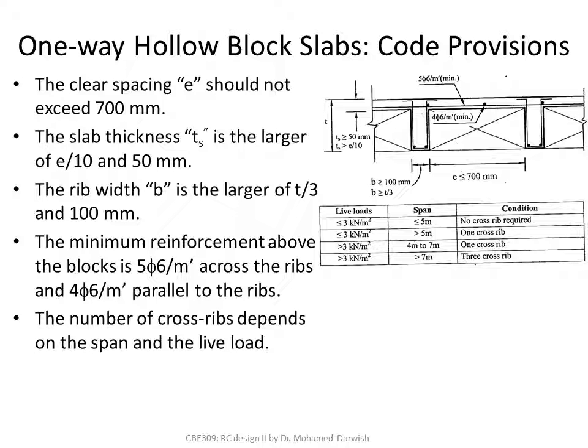Whether you have cross ribs or not is governed by the load, the live load, and the span. If you have a small span less than 5 meters and live load less than 3 kilonewton per meter square, you don't need a cross rib. If the span exceeds 5 meters or the live load exceeds 3 kilonewton per meter square, you need one cross rib. If the span exceeds 7 meters and the live load exceeds 3 kilonewton per meter square, you need 3 cross ribs.